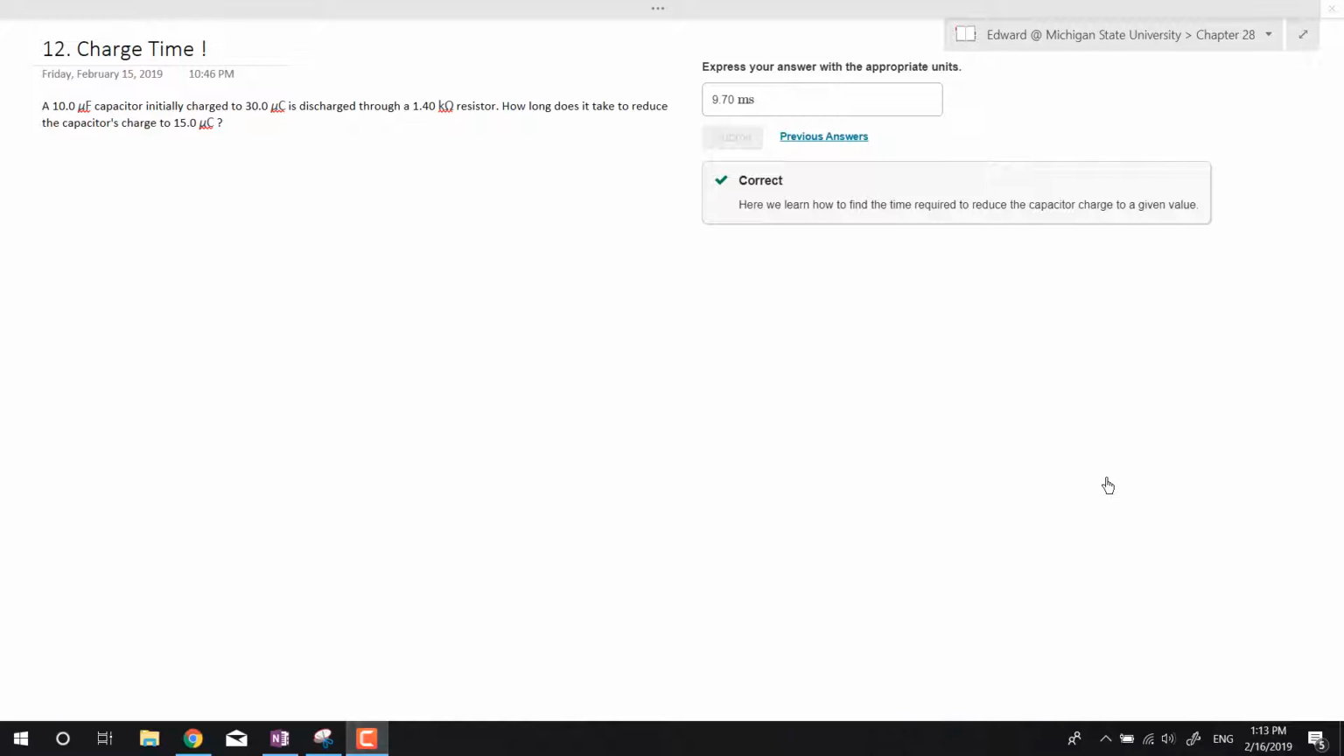Okay, so this question is giving us that a 10 microfarad capacitor is initially charged to 30 microcoulombs and it's discharged through a 1.4 kilo ohm resistor. It's asking us how long does it take to reduce the capacitor's charge to 15 microcoulombs. Well, with any of these problems, you should write down what we have. And by the way, here's the answer, guys, just to make sure I'm doing it right. Okay, so let's get going.